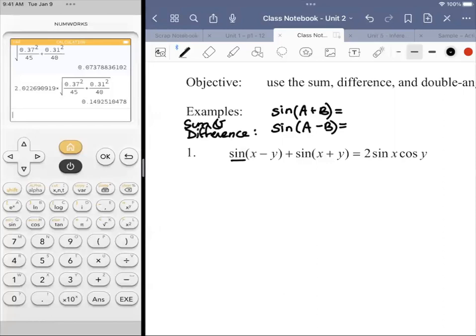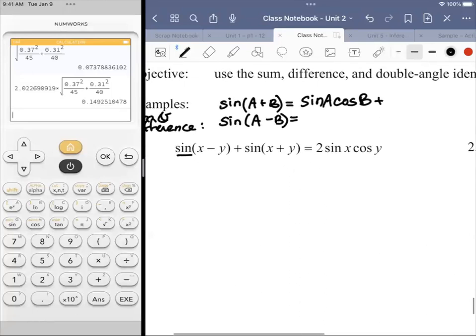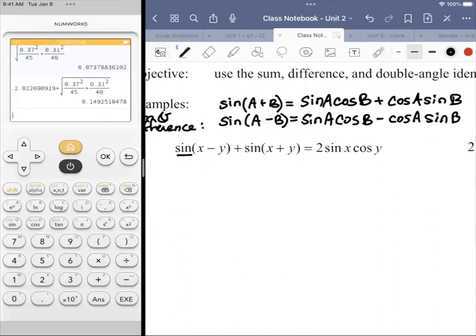All right. But the first rule: sine A cosine B plus cosine A sine B. For sine A minus B, you guessed it: sine A cosine B minus cosine A sine B. So it's always in the structure of sine, cosine, cosine, sine. It's just a matter of making sure each trig function gets the argument A and the argument B.